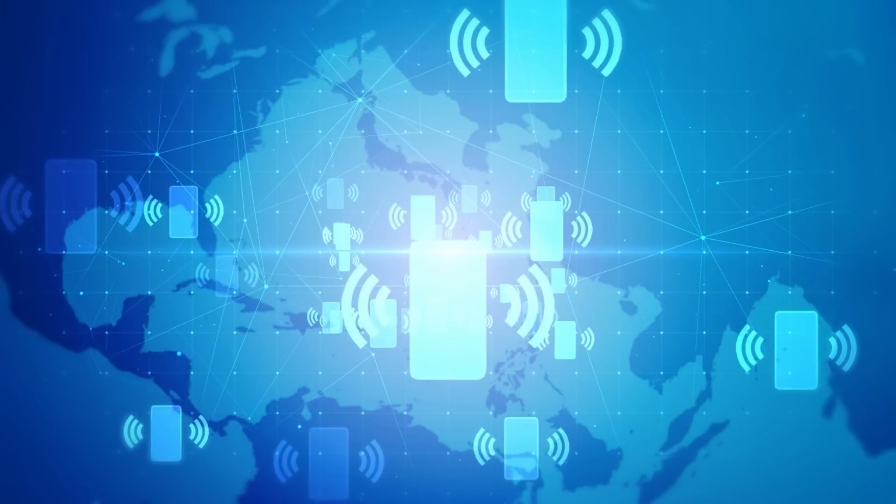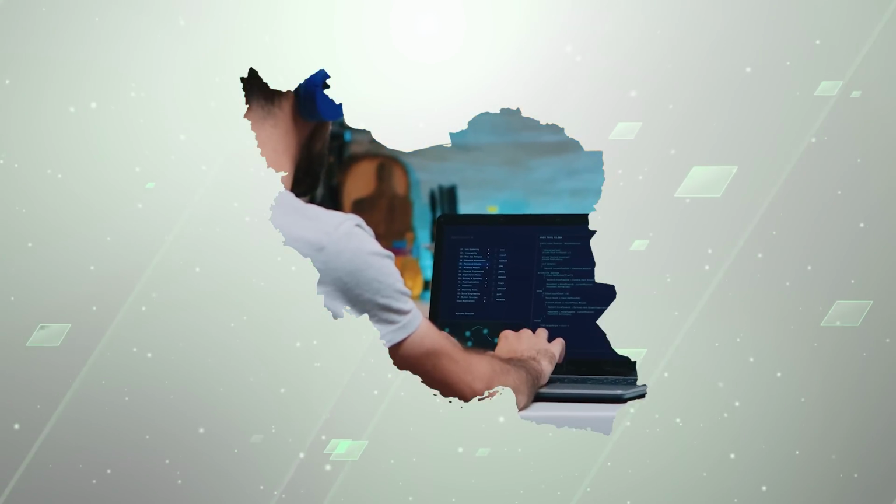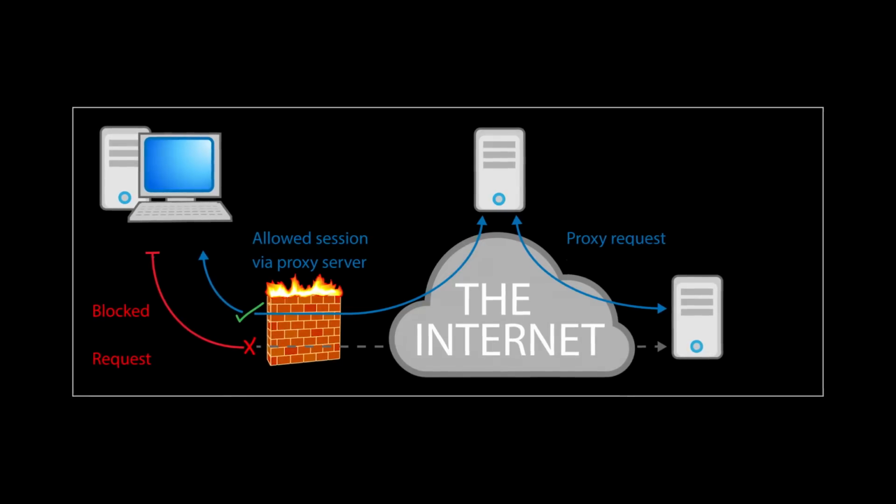In this video, we'll teach you how to help Iranians route around the blocking of Signal by setting up a proxy Signal server for them to connect to. Let's first explain what a proxy Signal server is.